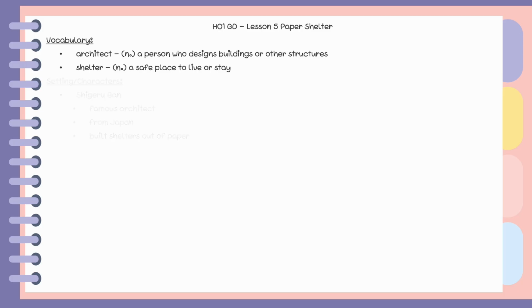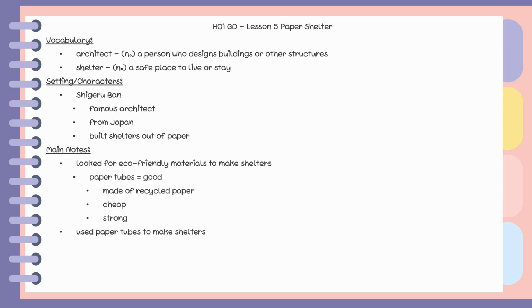After, we have the setting and characters, which we highlighted in green. So we have Shigeru Ban. We know that he's a famous architect from Japan, and he built shelters out of paper. Then our main notes, that's everything we highlighted in blue. Well, they looked for eco-friendly materials to make shelters. We know that paper tubes are good. They are made of recycled paper, they are cheap, they are strong, and used paper tubes to make shelters.